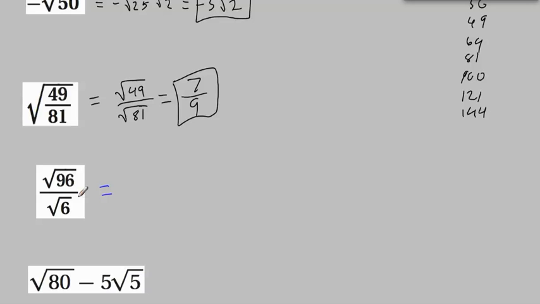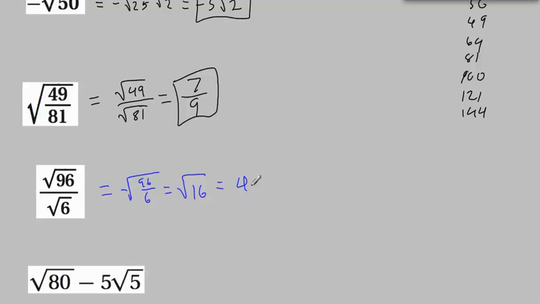So what's 96 divided by 6? Does it work? It does. In fact, 96 divided by 6 is 16. So I can rewrite this as the square root of 96 over 6, which equals, that's a little stray mark right there, the square root of 16. And that would just be 4.